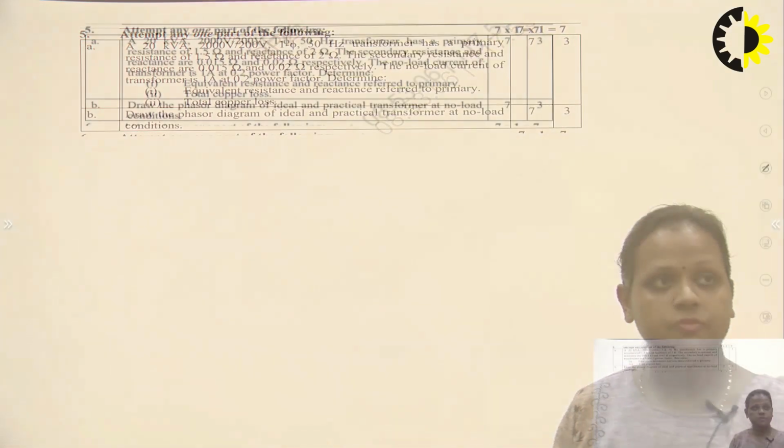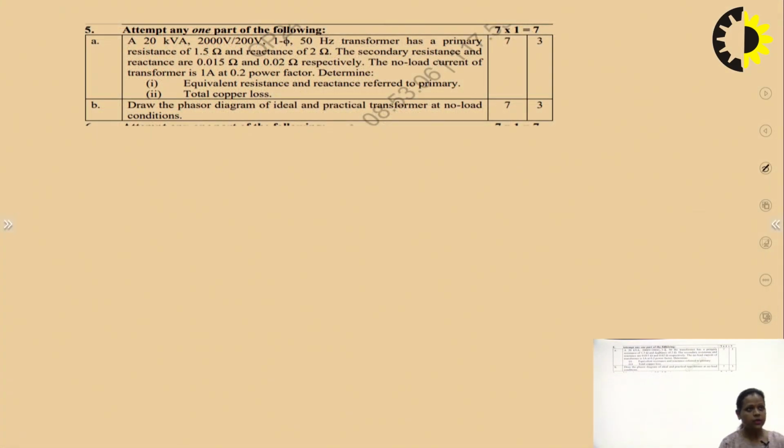So question number 5th is: a 20 kVA, 2000 volt by 200 volt, single phase, 50 Hz transformer has a primary resistance of 1.5 ohm and reactance of 2 ohm. The secondary resistance and reactance are 0.015 ohm and 0.02 ohm respectively. The no load current of the transformer is 1 ampere at 0.2 power factor.